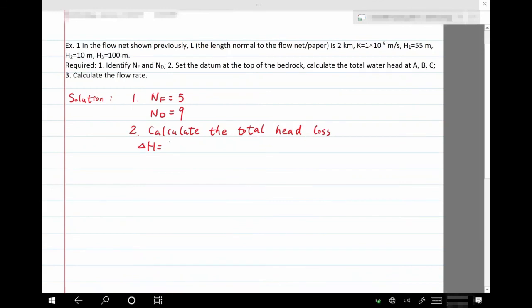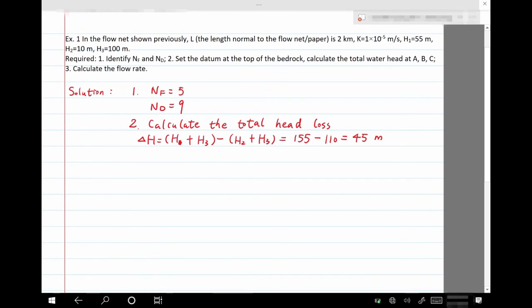Get back to this. So this one is H1 plus H3 minus H2 plus H3. And we will get 155 minus 110. We will get 45 meters. So that's the total head loss when water moves from the first equipotential line, that's the starting point of water movement, to the destination of water movement.